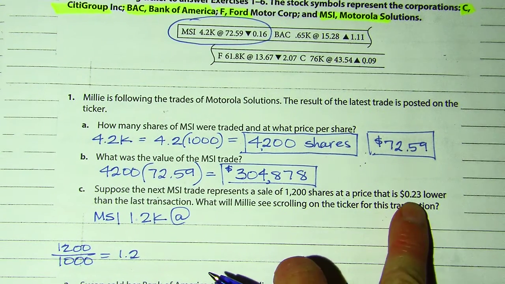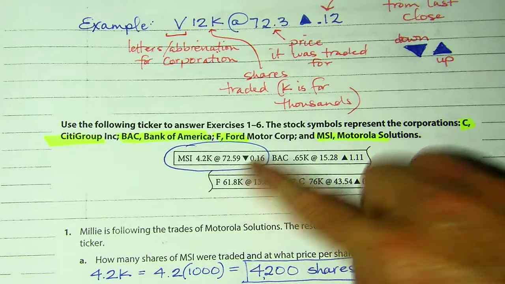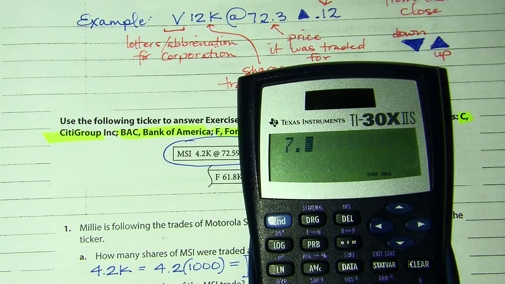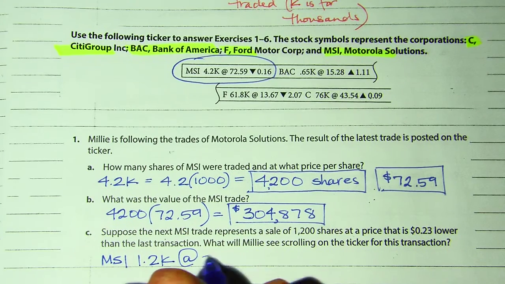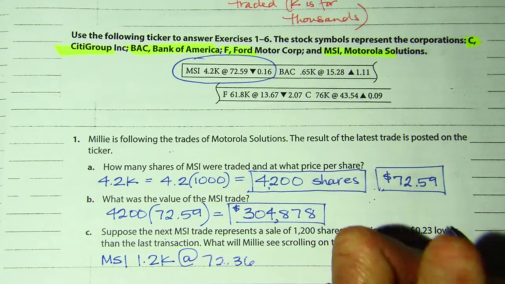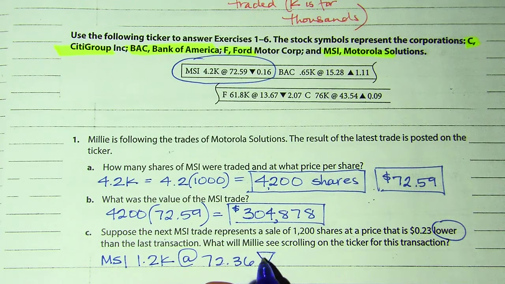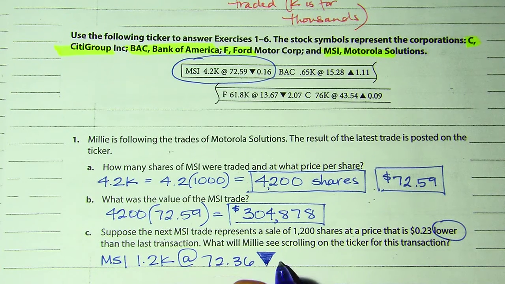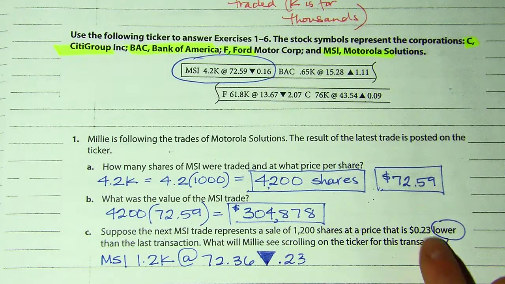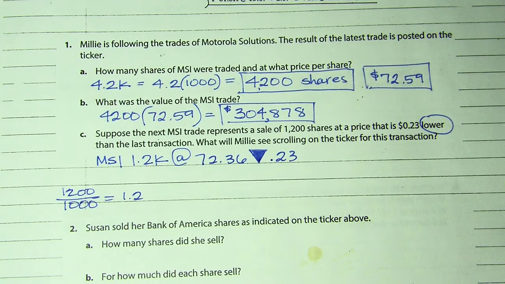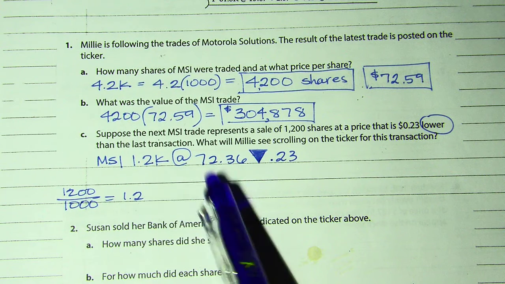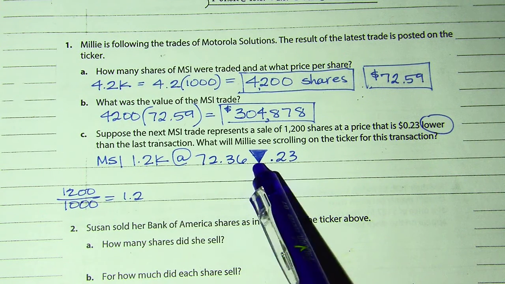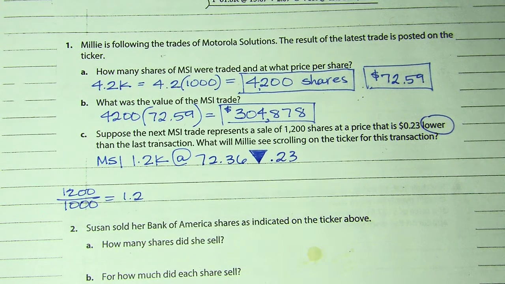So 23 cents lower than 72.59. So 72.59 minus 23 cents gives me 72.36. And lower, meaning I'm going to have a triangle pointing down, and it's 0.23 lower. And so that's the answer to part C. MSI traded 1.2 thousand shares at 72.36, and that's down 23 cents from the last transaction.